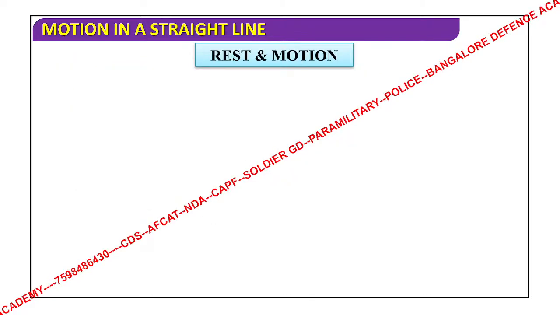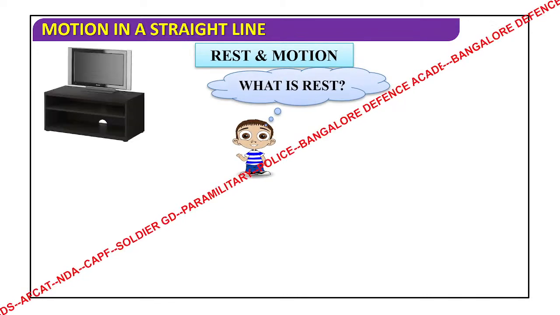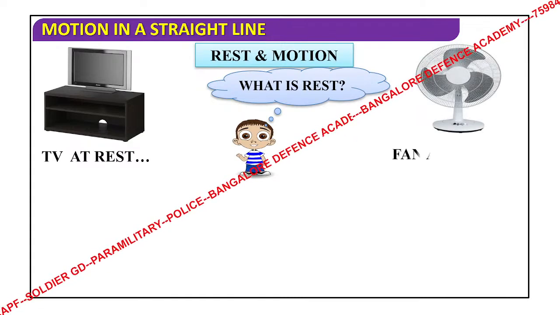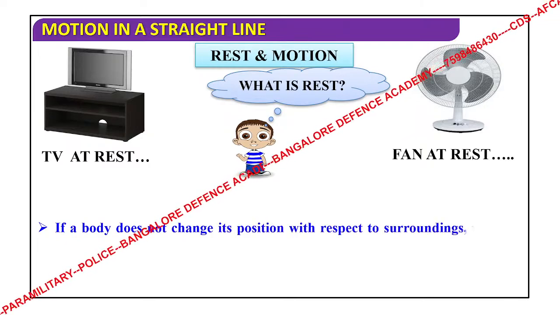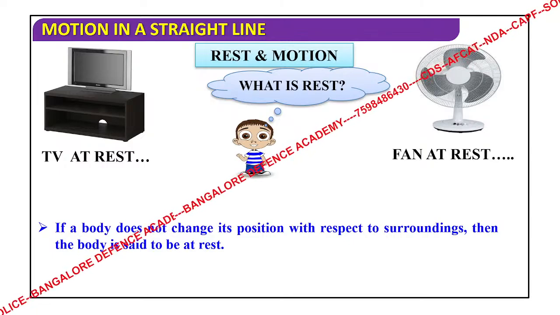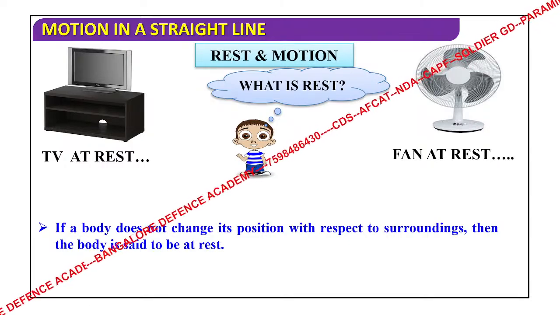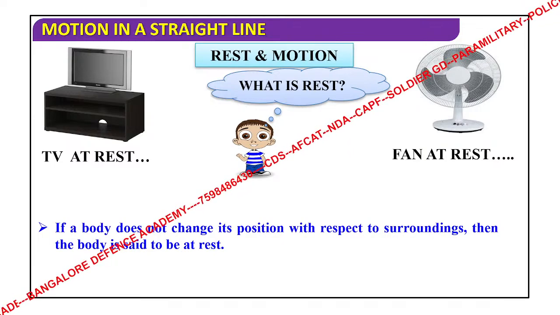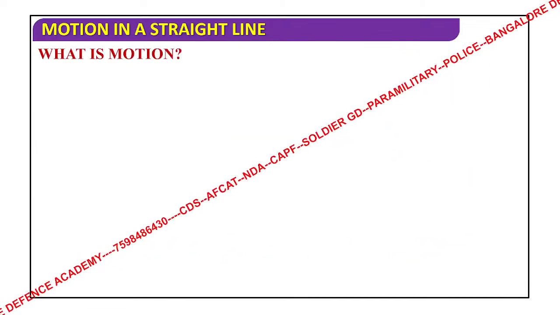So first let us try to understand what is rest and what is motion. First, what is rest? This TV is at rest. This fan is at rest. If a body does not change its position with respect to its surrounding, then the body is said to be at rest. So here you can see on the slide, TV and fan, they are not moving, they are as it is in their own place. So I call these objects at rest. Got it? Next, what is motion?